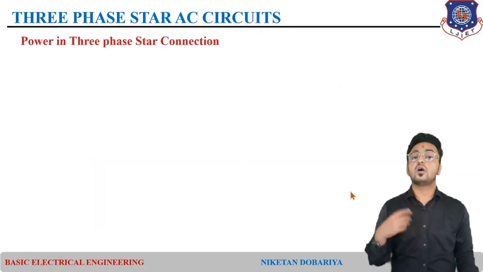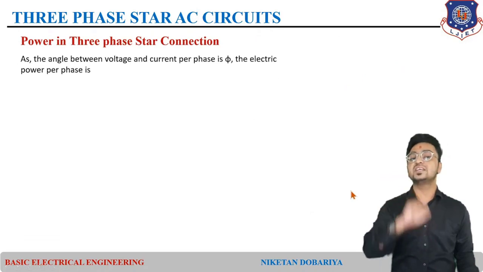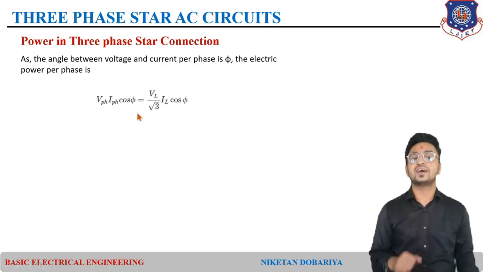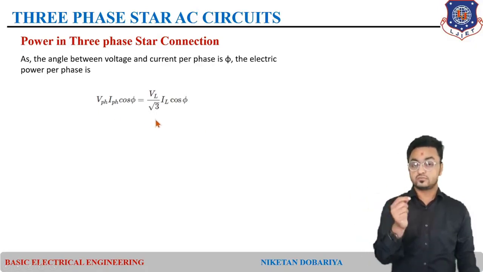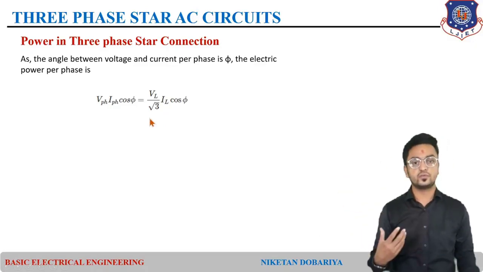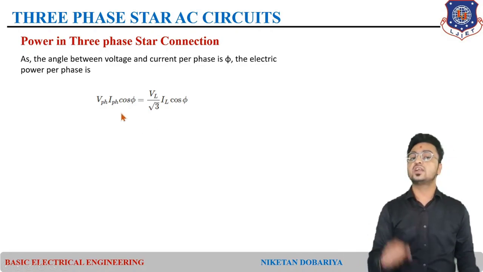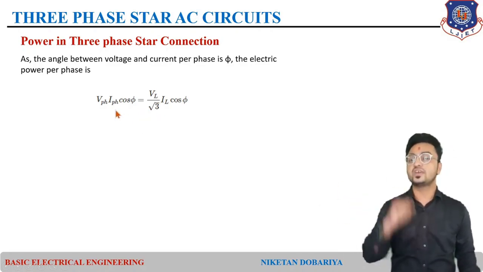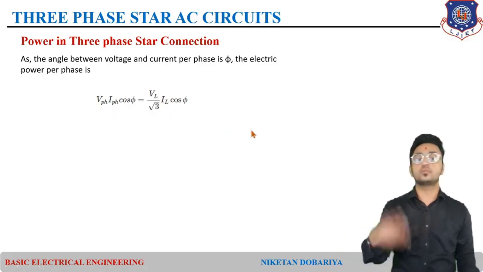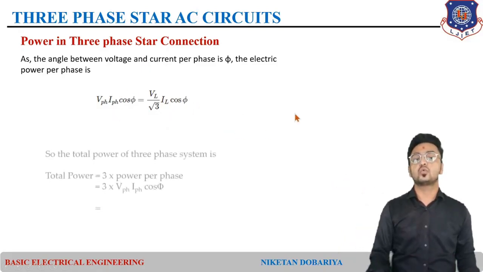Now let us also calculate the power in this three-phase star connection. For a single phase, we know the power for a single phase circuit is V phase, I phase, cos phi. And instead of these phase quantities, we can put the line quantities, as we now have a relation. What is the relation between phase voltage and line voltage? VL is equal to root 3 times V phase, so we can write V phase is equal to VL by root 3. And phase current and line current in case of star are both the same, so we can just replace this quantity.